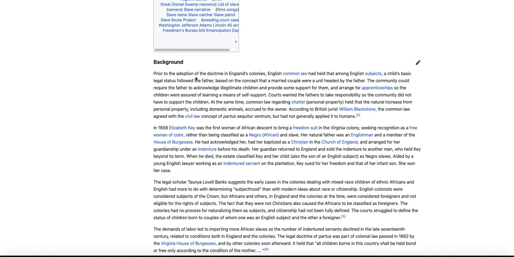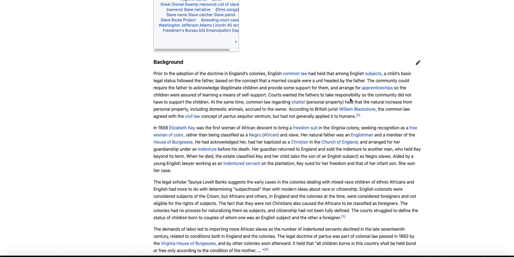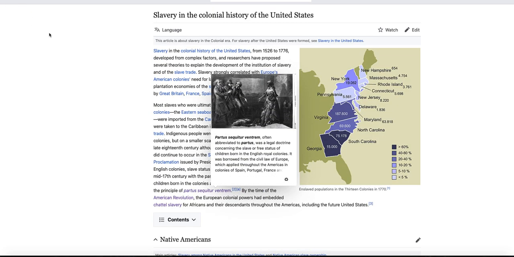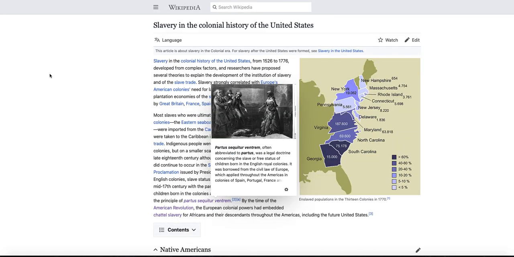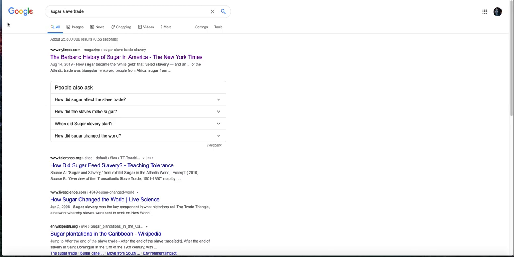So again, prior to the adoption of the doctrine in England's colonies, English common law. Again, this is reminding me of the commoners here. A defining characteristic of common law is that it rises as precedent. In the case where the parties disagree on what the law is, common law courts look at the precedent. So in case you want to look at this, I'm just going to keep it here because I do want to look back into it. They say some slick stuff about enslaved in their own land, but we're not going to stay here. We're going to go here.